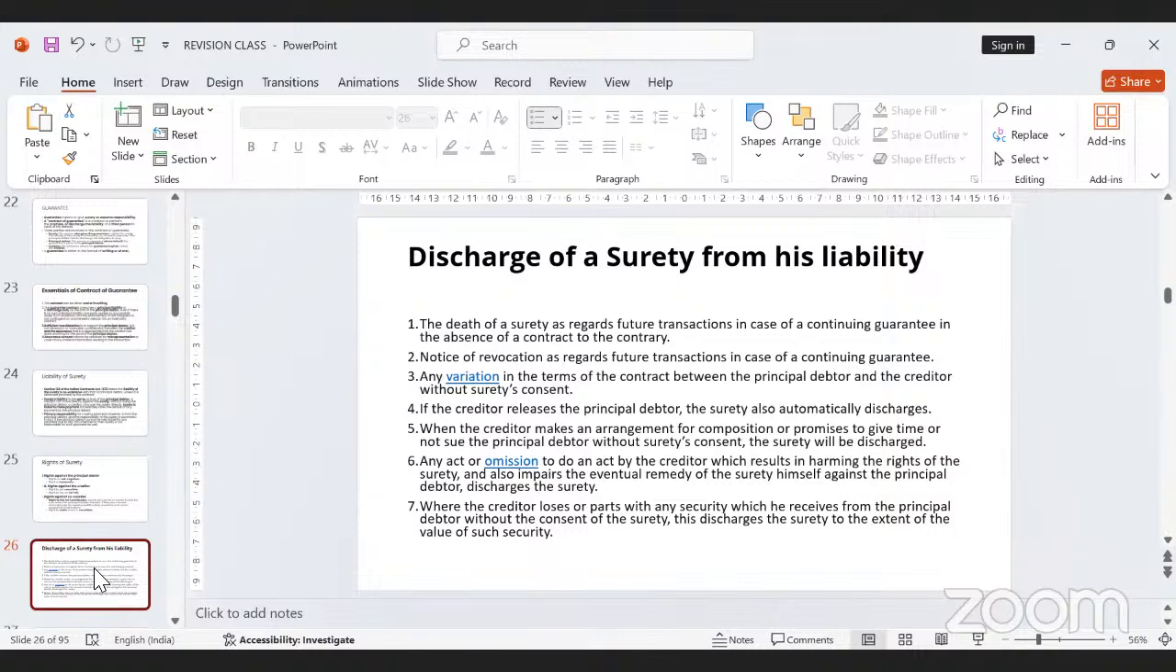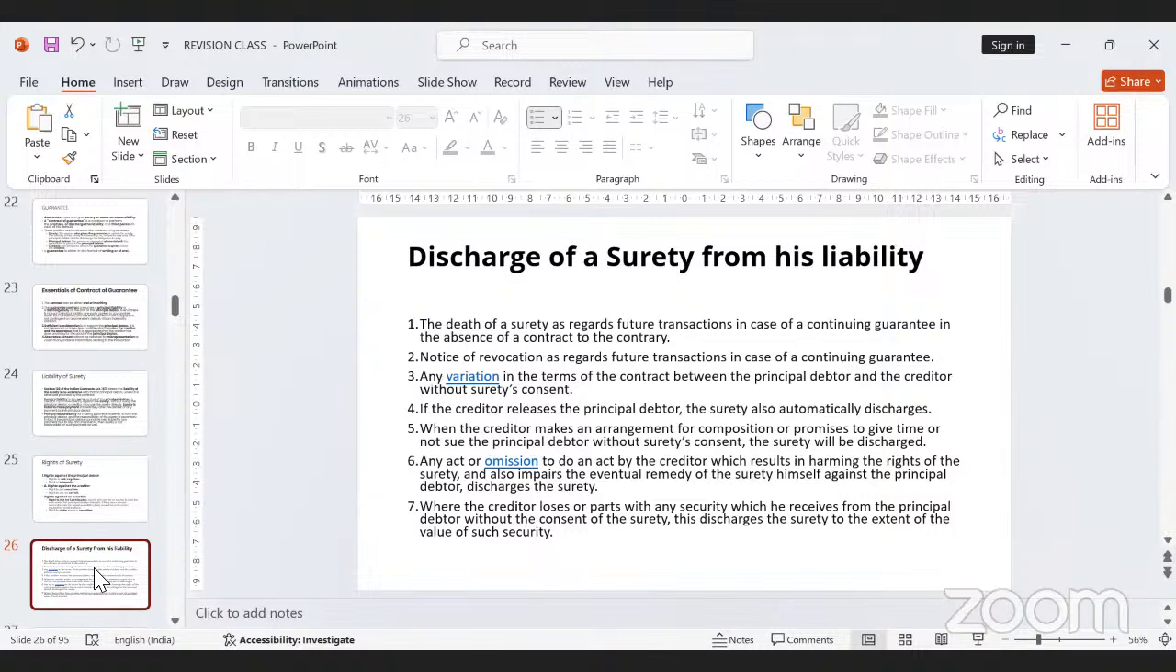Right? Notice of revocation, right? If any notice is given that future transactions would be revoked, would be cancelled, then also the surety would be discharged. Then the third scenario is, if the principal debtor and the creditor change the terms of the contract without the approval of the surety, then also the surety would be discharged.